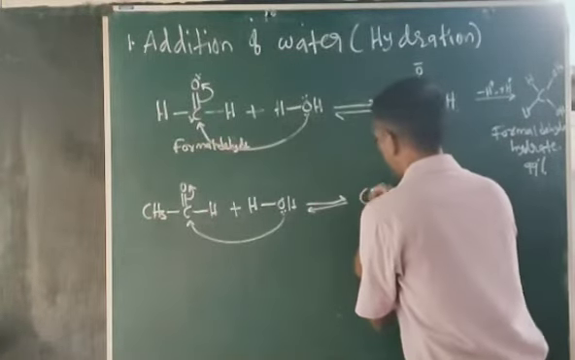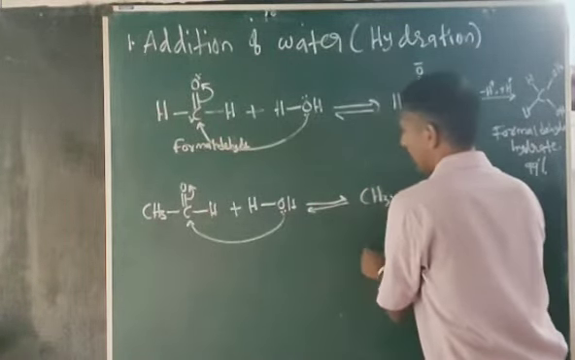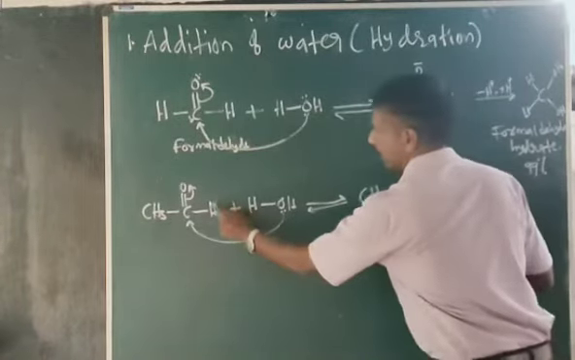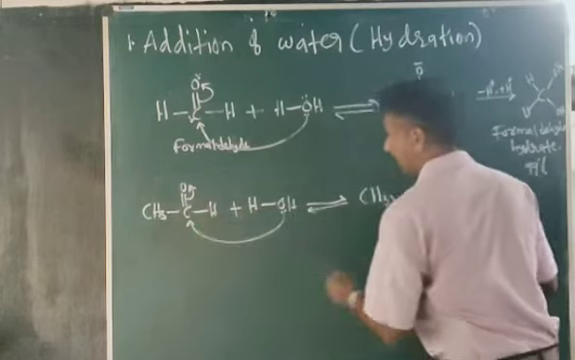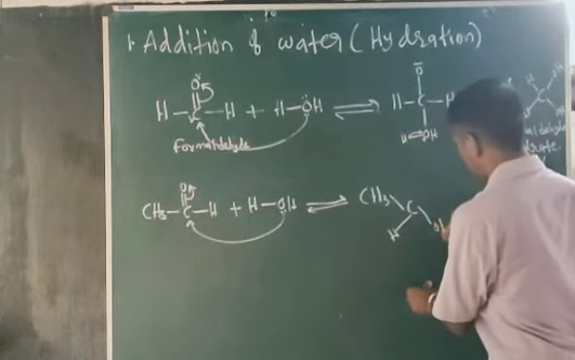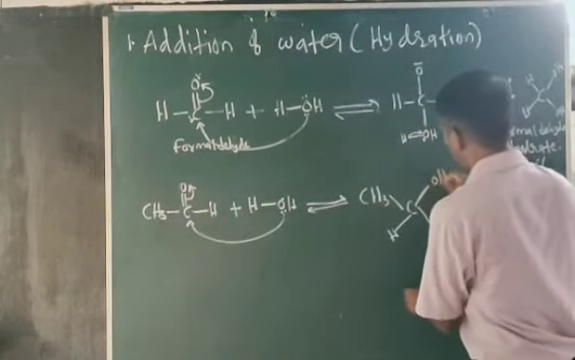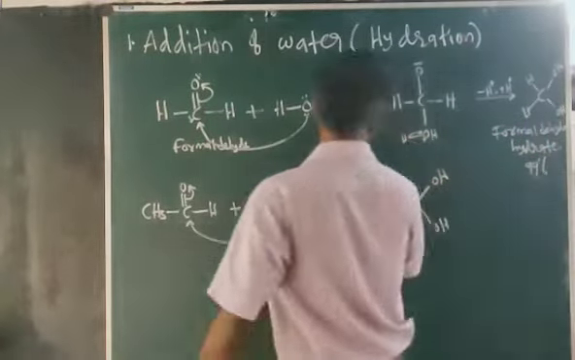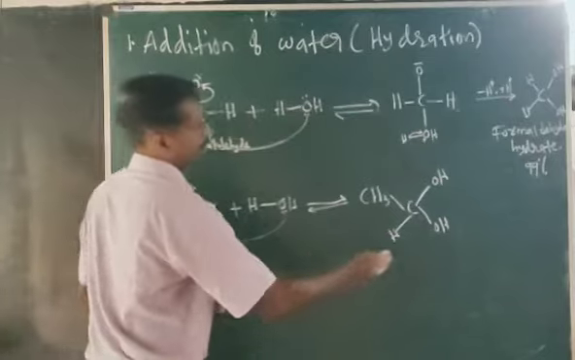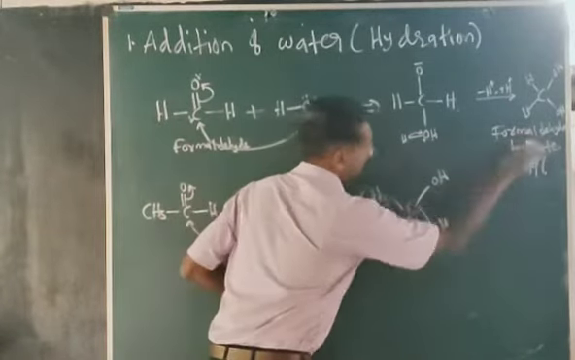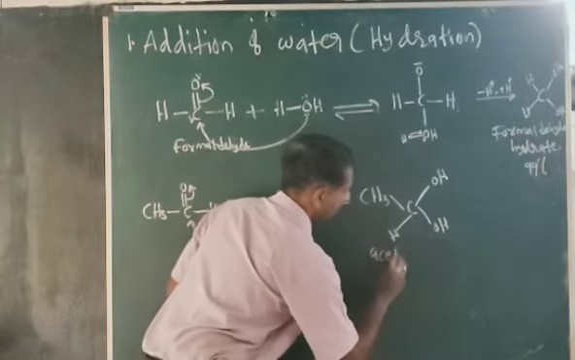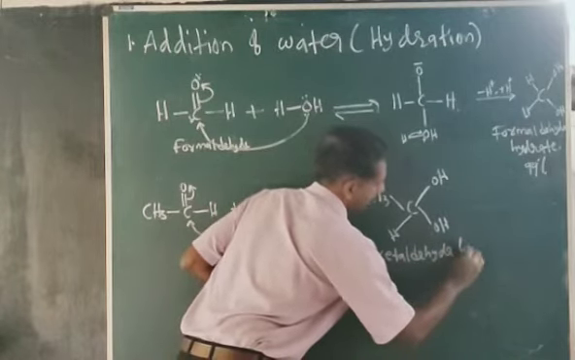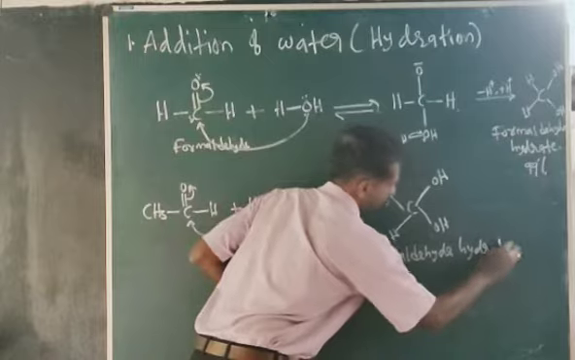So what we get is CH3, here is also C, and here is H, and here it will become OH. Here also it will become OH. Same mechanism, minus H plus and H plus. And here you are getting, what is the name of this compound? This is called acetaldehyde hydrate.